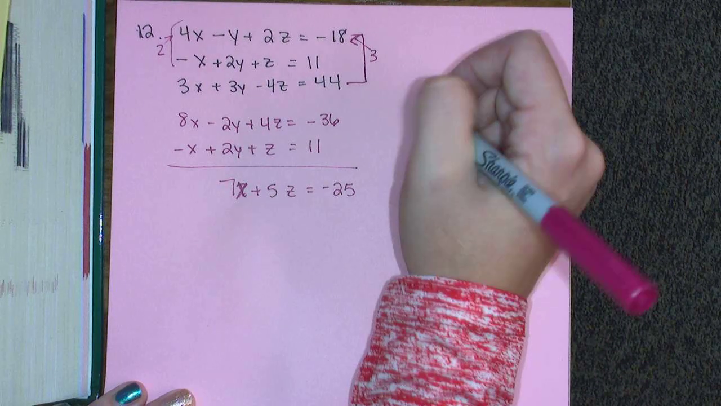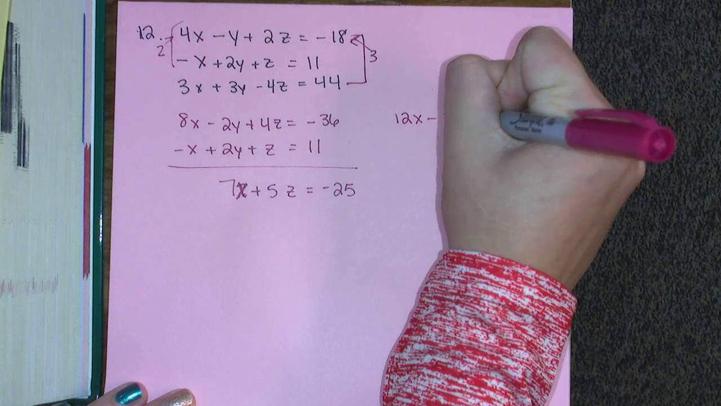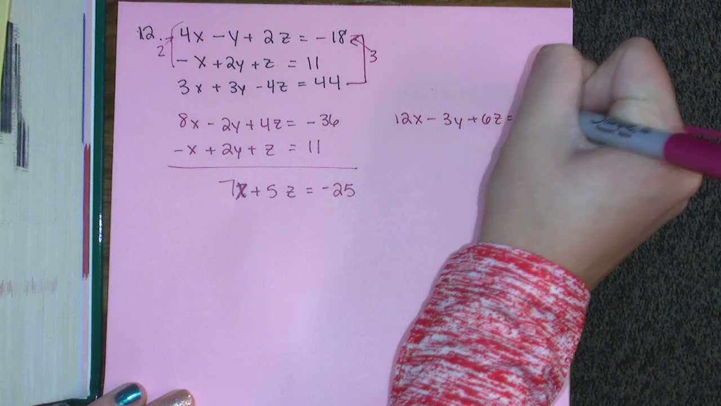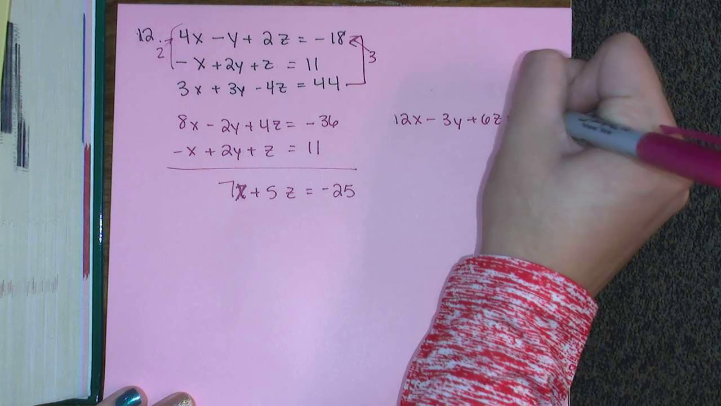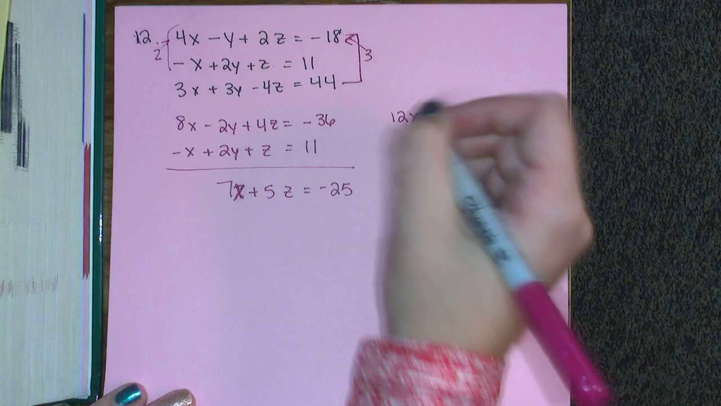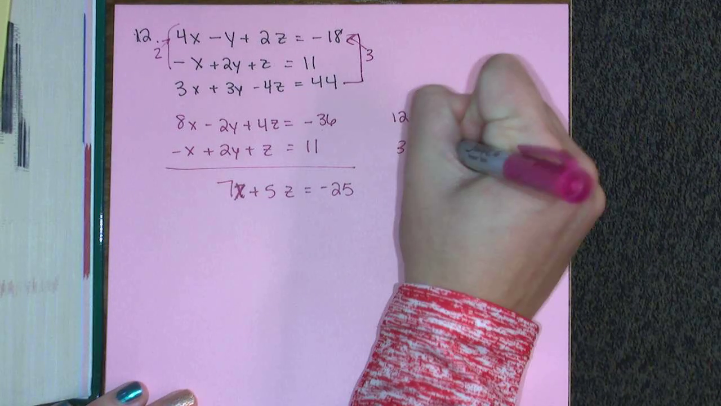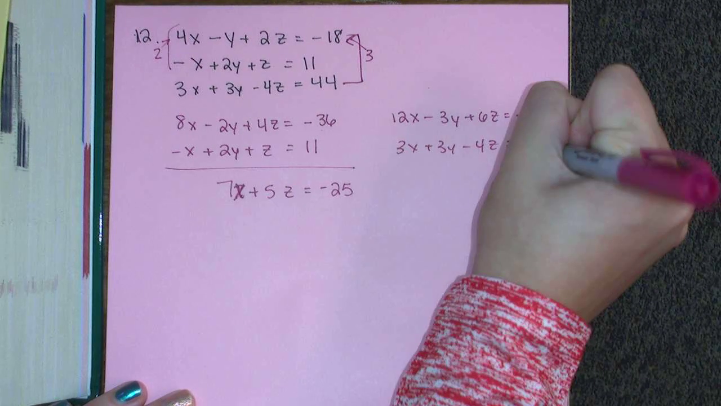So the top one by 3 gives me 12x minus 3y plus 6z is equal to negative 54. Yeah. Okay, and then I need the bottom one. 3x plus 3y minus 4z is equal to 44.